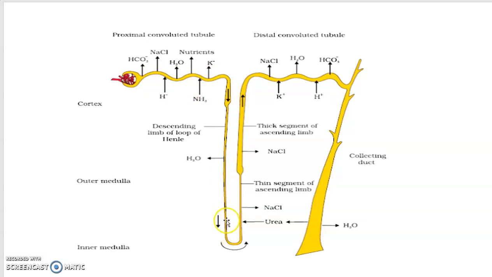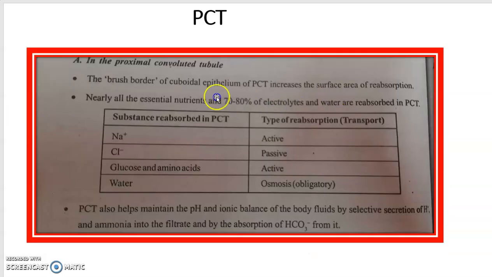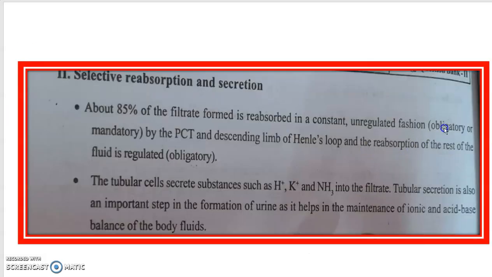The reabsorption that takes place in these two parts is called obligatory reabsorption or mandatory reabsorption. Where does it occur? It occurs in the PCT and descending limb of Henle's loop. The reabsorption of the rest of the fluid is regulated. That one is unregulated; this one is regulated.